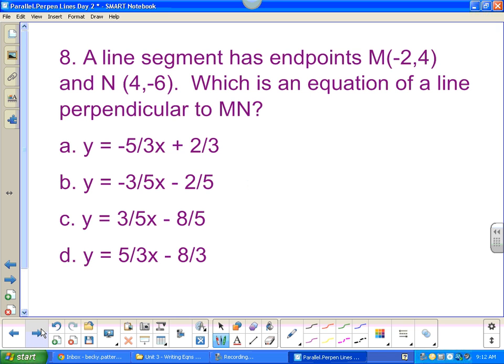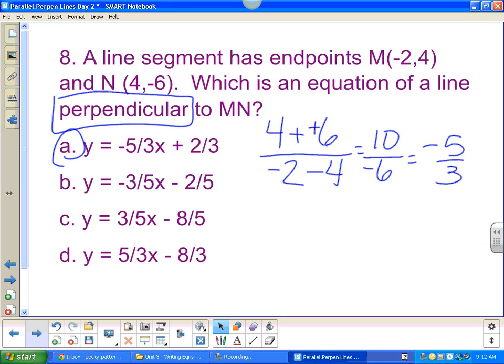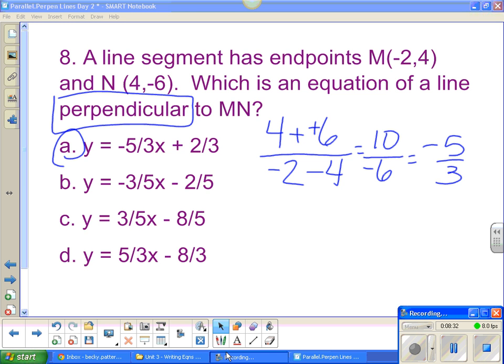Number 8, a line segment has endpoints there and there, which is an equation of a line perpendicular to that. So I need to find his slope, and then I need to be perpendicular to him. So here we go. y minus y over x minus x. I'm going to kick the negative up to the top, and I'm going to reduce by 2 to get 5/3. So I need a negative 5/3 slope, so that would be A. A is the only one that has a negative 5/3.